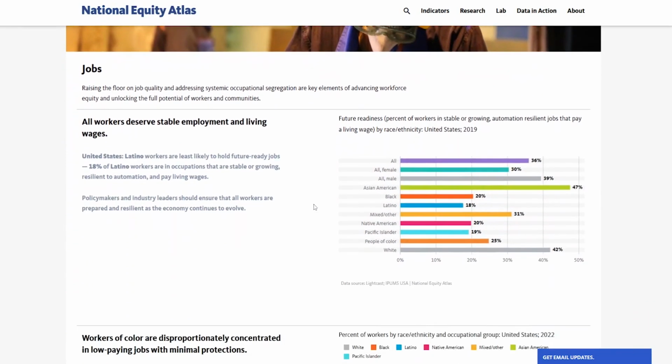The next section examines the state of jobs and who hold different jobs. The first indicator in this section looks at who holds jobs that are future ready, which we define as types of jobs that are stable or growing, resilient to automation, and pay a living wage. Asian American and white workers are more likely to be holding these jobs, while other workers of color are less likely to be in these jobs. Making sure that all workers have access to future-ready jobs is crucial for a resilient and stable workforce.